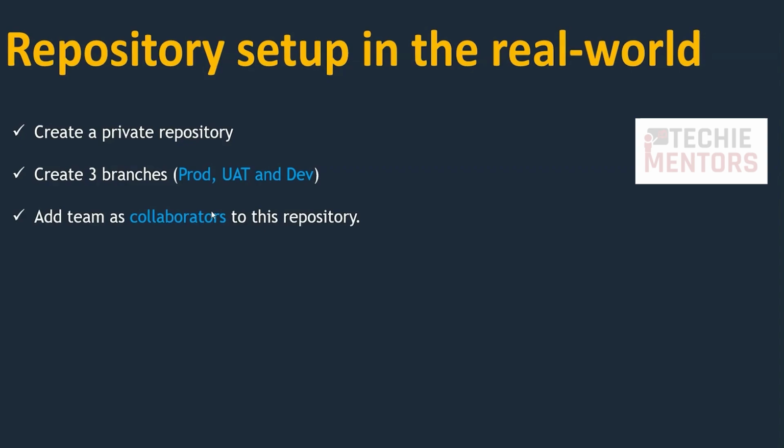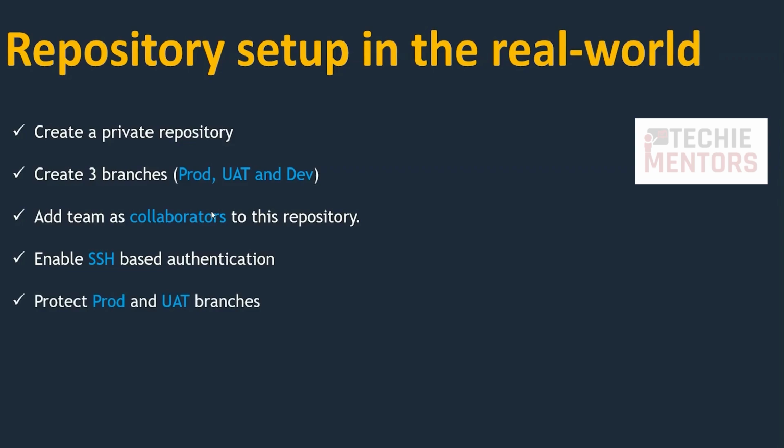And I will add team members as collaborators for this repository. In this project, I am going to use 4 developers, so I need to add 4 developers as collaborators. But to add them as collaborators, they should have a GitHub account. Next, enable SSH based authentication. I am going to enable passwordless authentication so that they can push their code onto the GitHub account without any issues.